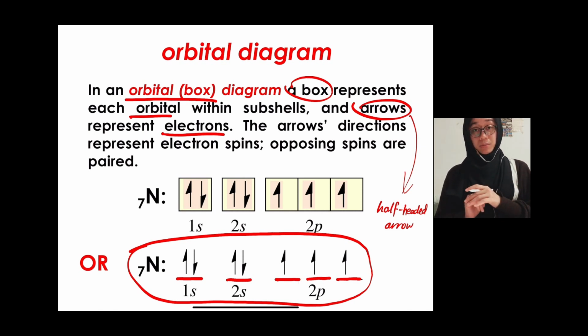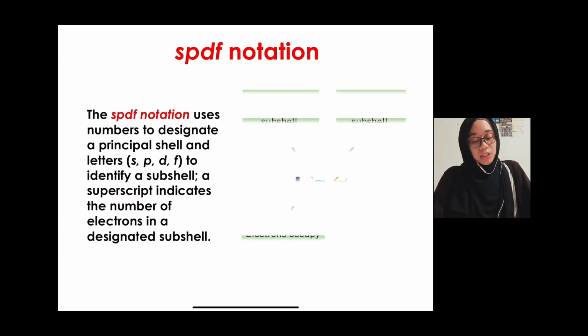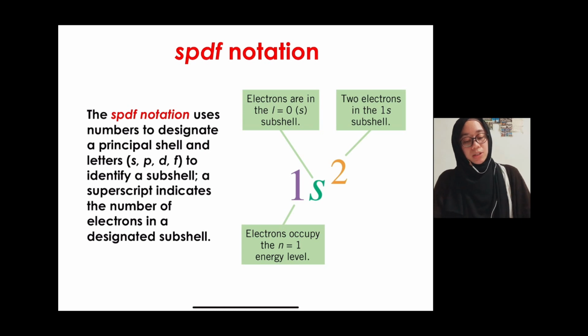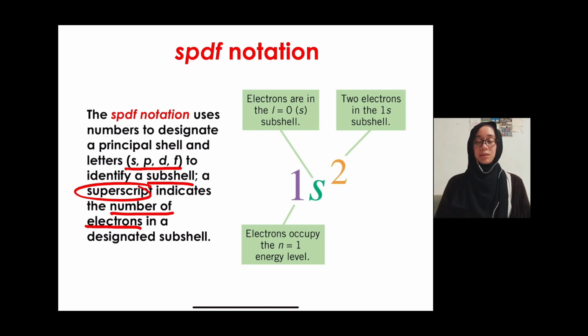Okay, so the next one kita belajar pula SPDF notation. Okay, so this is how orbital diagram looks like. So kita nak belajar pula SPDF notation. Okay, so SPDF notation, it uses numbers to designate a principal shell and letters, SPDF to identify a subshell, and a superscript to indicate the number of electrons in a designated subshell.